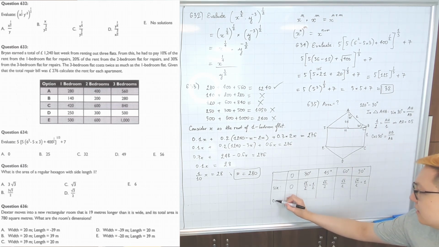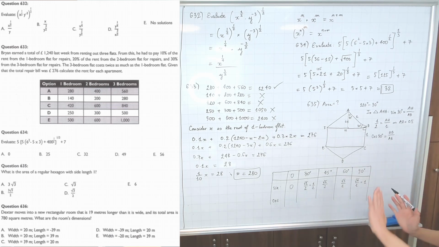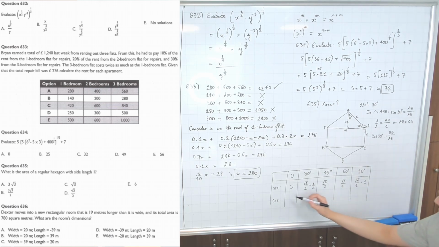Okay, how about cosine? It's the opposite. Nó là cái ngược lại. Opposite. So square root of 4 divided by 2.